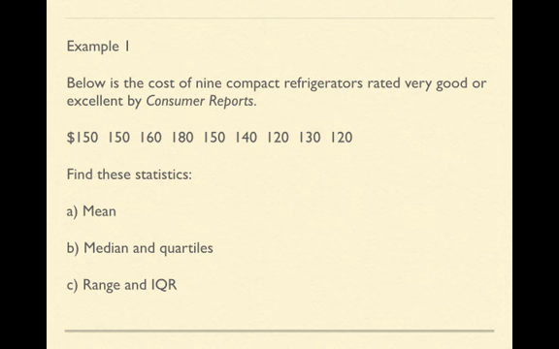So, the first example we're going to take is an example where we are given the cost of 9 compact refrigerators that were rated very good by Consumer Reports and the cost of those. So we have the 9 costs listed there. And what we want to find are the 5 statistics for this set of data. We want to find the mean, the median, the quartiles, the range, and the interquartile range.